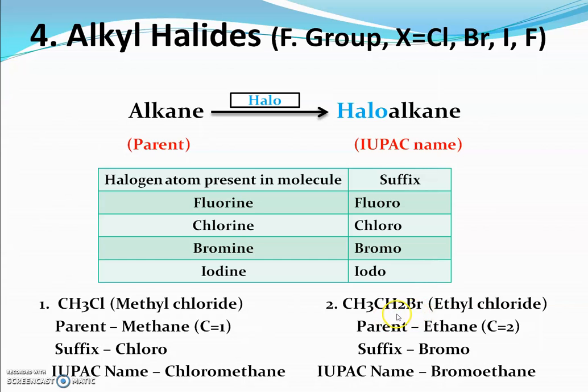The second example is ethyl bromide, having formula CH3CH2Br. There are two carbon atoms in this chain, so the parent is ethane. There is a bromine atom present in the molecule, that's why the prefix is bromo. So the IUPAC name of this alkyl halide will be bromoethane. Now can you name the next compounds on your own?